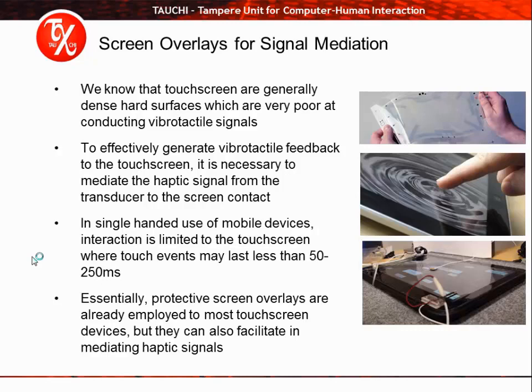Also, we have this interaction principle or problem that most contact times with touchscreens can be anywhere between 50 to 250 milliseconds. So we need to be able to not only collect the signal, but transfer it effectively to the skin contact so that it's sensed properly. If we look at today's mobile devices, they already have some sort of screen overlays on them, either protective overlays or skins or whatever. If we can utilize or redesign this screen overlay to not only protect the touchscreen, but also mediate the haptic signals being generated, this can be much more useful.